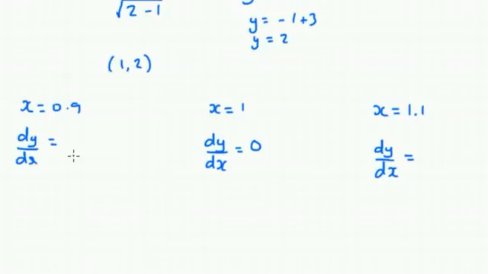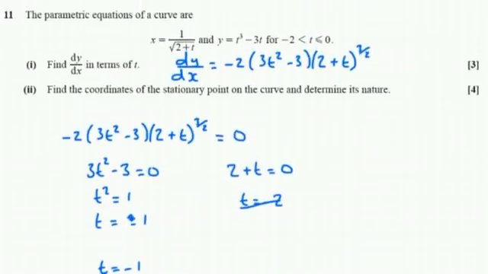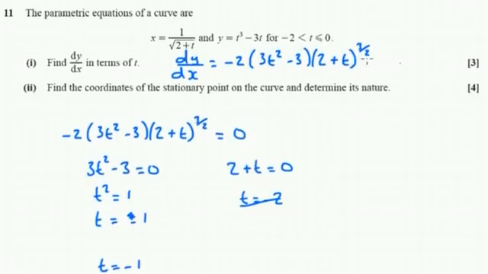So we need to find out these 2 values, but again, this is in terms of x, not in terms of t. So we've got 2 options. We can either work out what t is when x is equal to 0.9 and 1.1, or we can rearrange this and substitute this into what we've got here for t, and that's the option that I'm going to take. I'm going to make this dy by dx in terms of x rather than in terms of t.